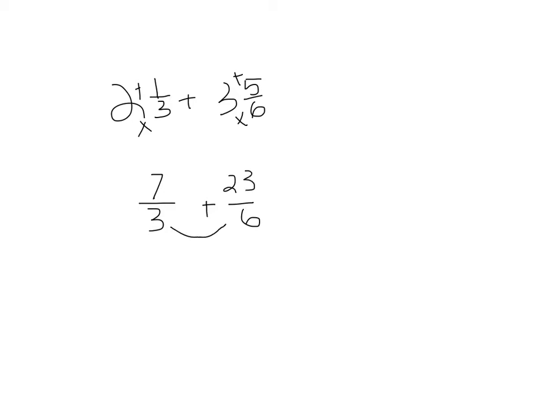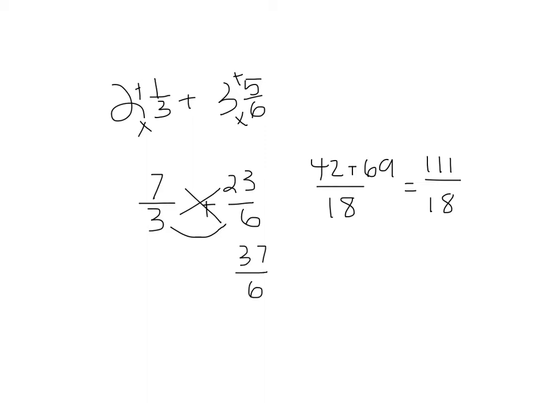Then you multiply the denominators. You get 18, and then you cross multiply. 7 times 6 is 42, plus 23 times 3 is 69. Then you add. You get 111 over 18. Then you can reduce that to 37 over 6.